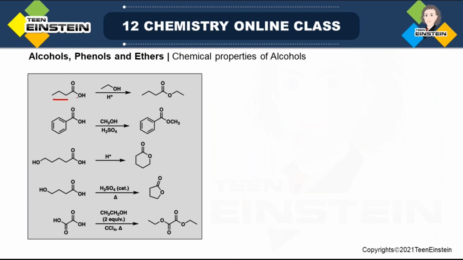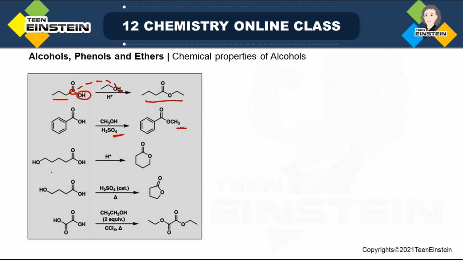Here 3 carbon, then CO2H, that is butanoic acid, total 4 carbon, and ethyl alcohol we have taken. So here as if there is removal of this H and this OH, and the carbonyl carbon is now attached to this oxygen. So you are getting this type of ester. Then carboxylic acid with methyl alcohol, you are getting methyl benzoate.